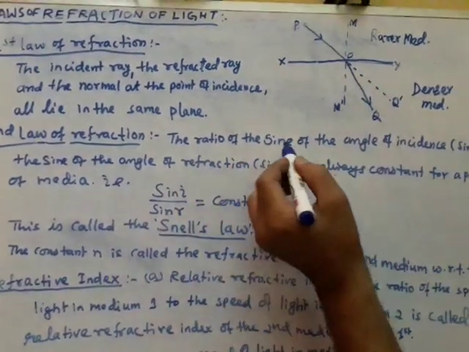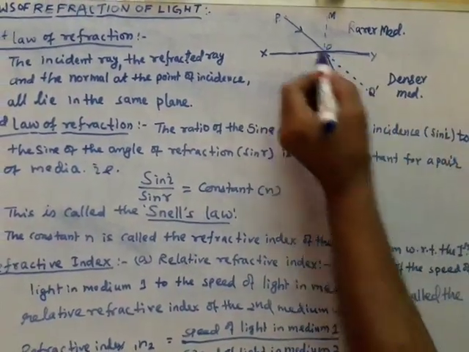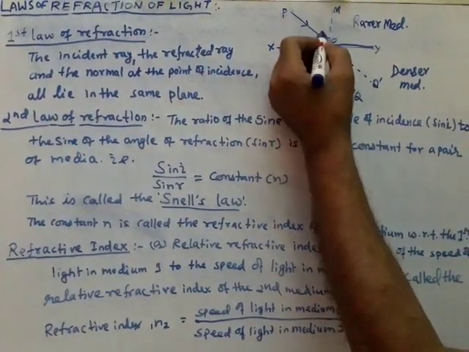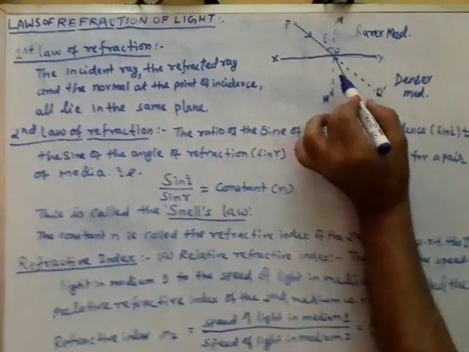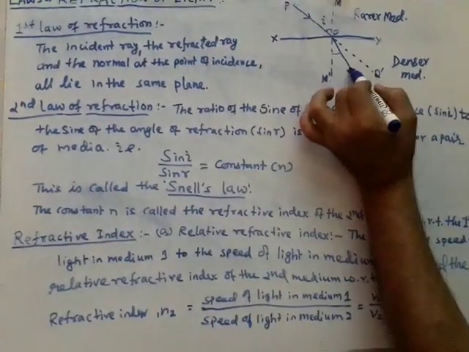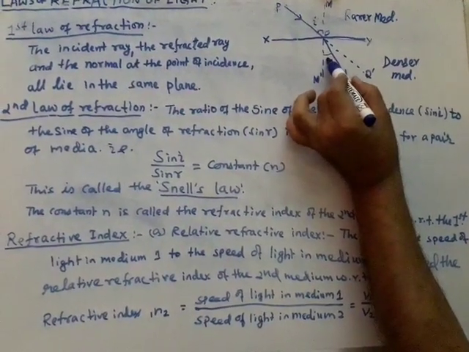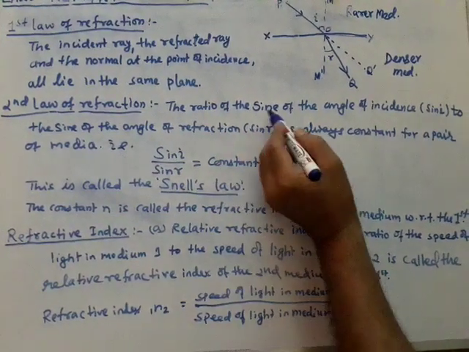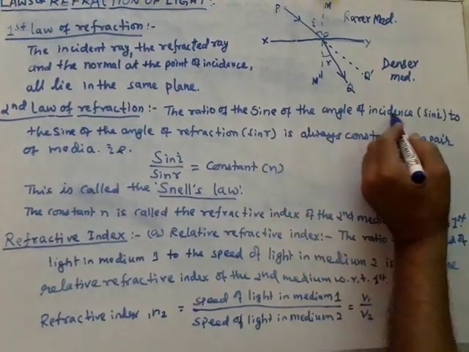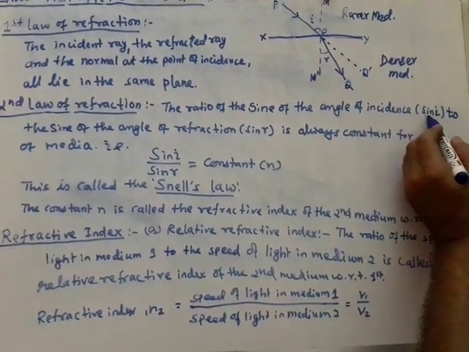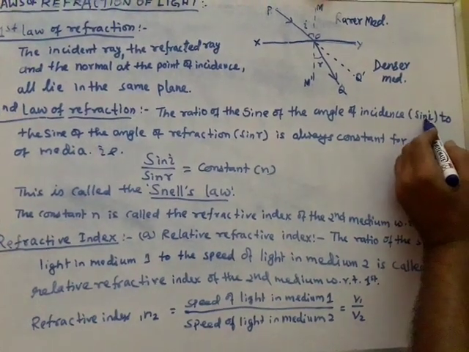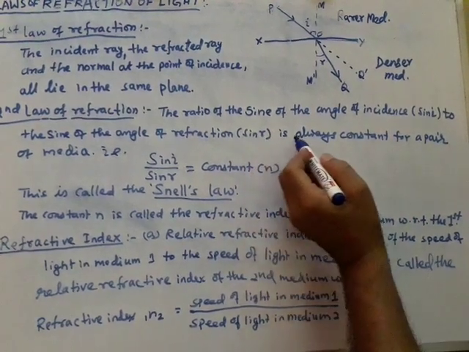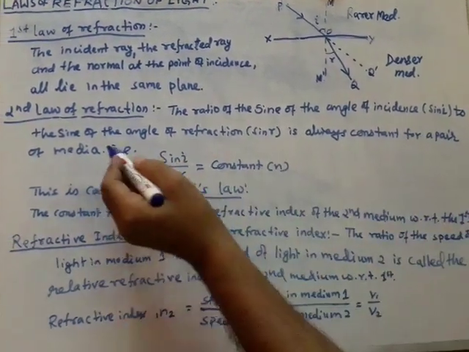Second is the ratio of the sine of the angle of incidence. So what is called the angle of incidence? The angle made by the incident ray with the normal is called the angle of incidence, and the angle formed by the refracted ray with the normal is called the angle of refraction R. Now here is the second law of refraction: the ratio of the sine of the angle of incidence, which in trigonometry we write as sin I, to the sine of the angle of refraction, that is sin R, is always constant for a pair of media.